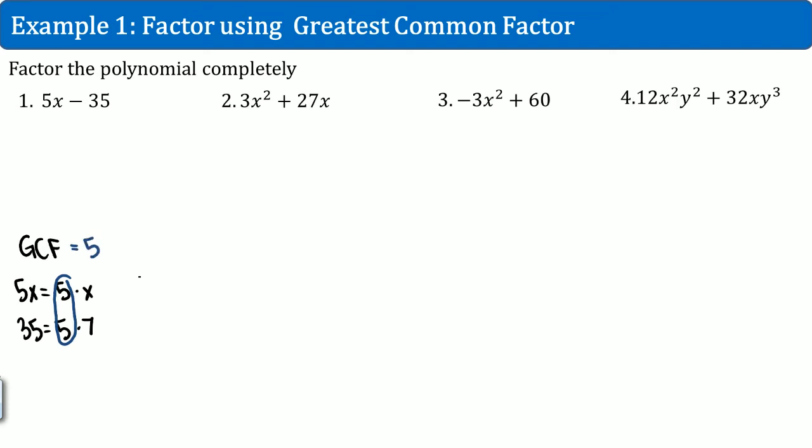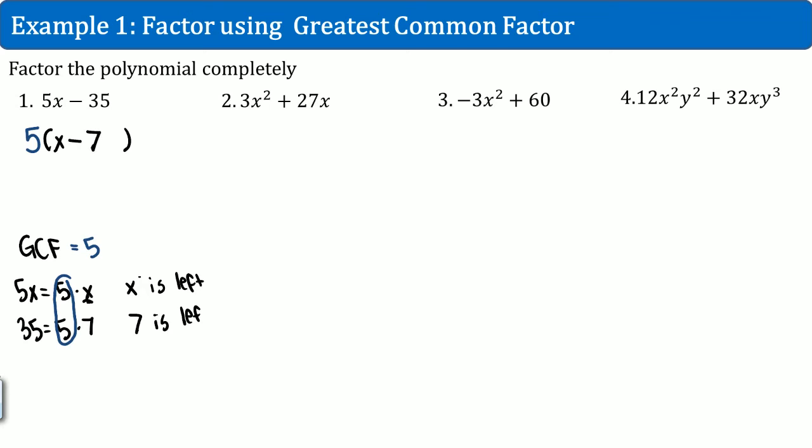Now we also want to underline what is left. So we would say x here is left, and a 7 here is left as well. Right? Now we put it in here. Remember, we have the GCF, which is the 5. Then we have the parentheses of what is left over. What is left over here? Right? What is left over is an x. Look at the minus. Minus 7. That is what's also left.